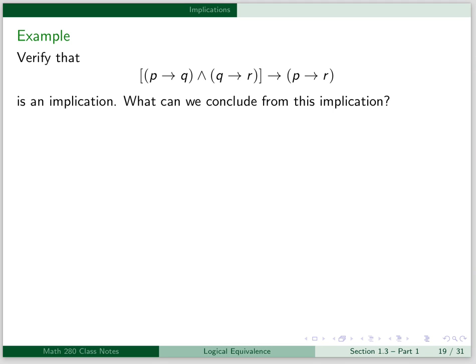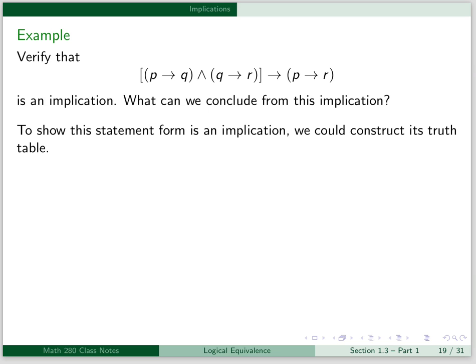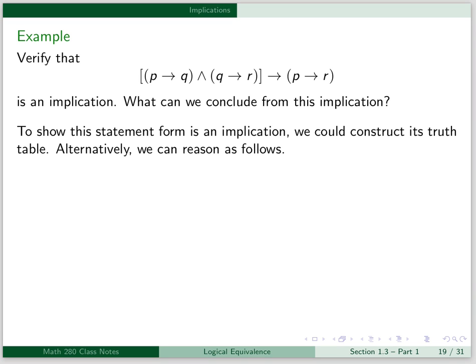For our next example, let's verify that the law of syllogism, (P implies Q and Q implies R) implies P implies R, is an implication. And then we want to look at what we can conclude from this implication. To show the statement form is an implication, we could construct its truth table.